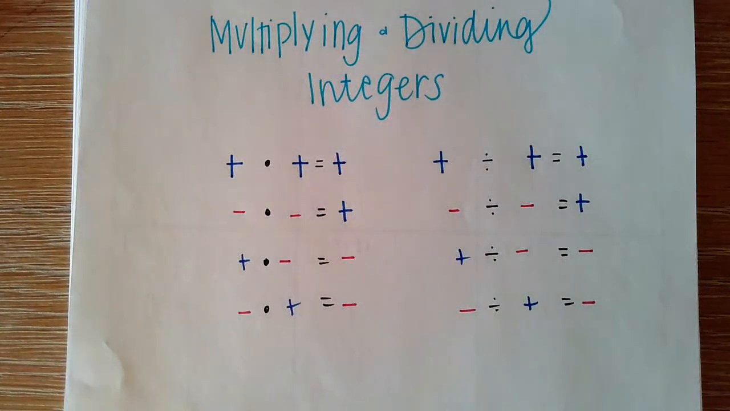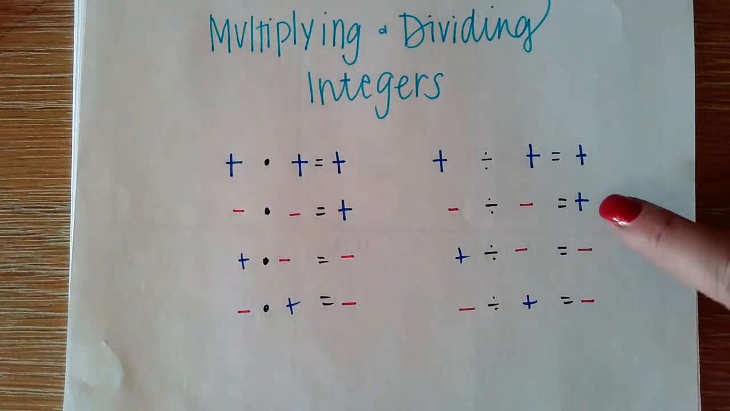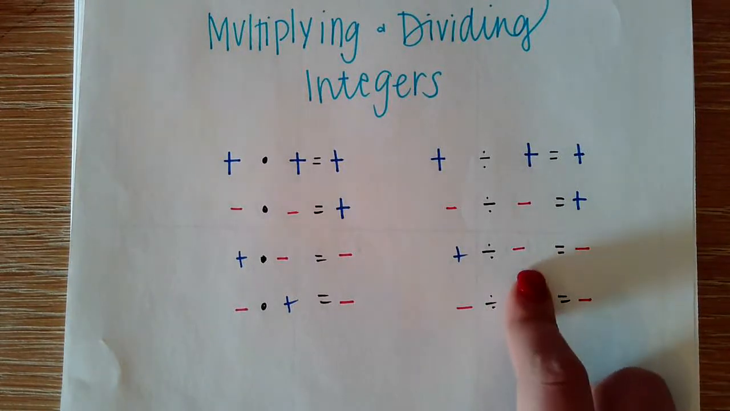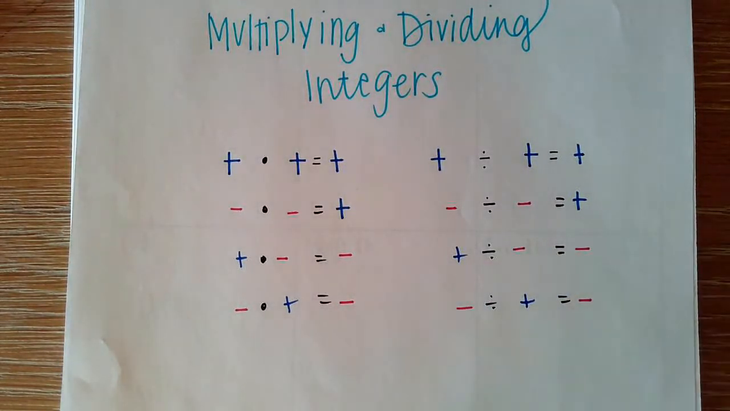Similar with our division. If I divide two positives or two negatives, my quotients will be positive. Whereas if I divide one positive and one negative, my quotients will always be negative.